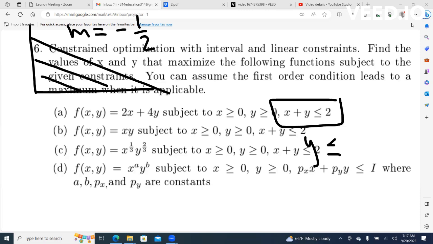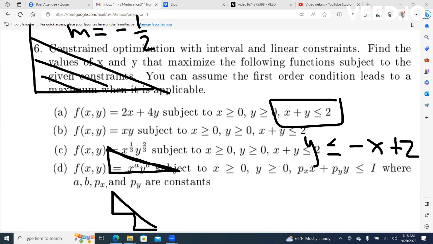The constraint here is y less than or equal to negative x plus 2. That's a slope of negative 1. What do we have? It's the steepness: down 1 over 2 is that steep, and then down 1 over 1, down 1, is definitely more steep. So it is guaranteed that the maximum is going to be there, at x equals 0.